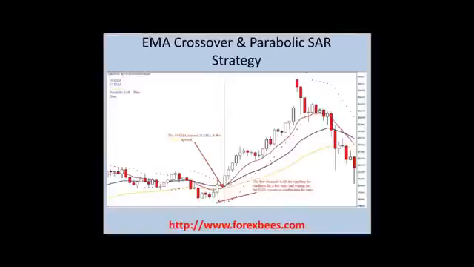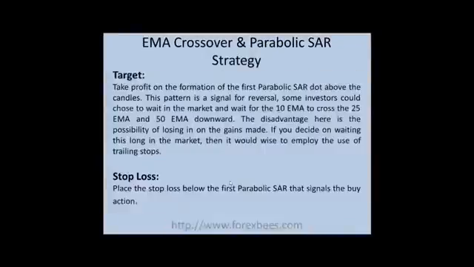So once it crosses, this is a buy signal, but you have to make sure that the parabolic SAR dots are below the candlestick. So at this point, where the first parabolic dot is formed, and then at this point finally it has crossed the red line, crossed the blue line, which is the 10 EMA crossing the 25 EMA, and it is above all the moving averages. So that means this is your buy signal.